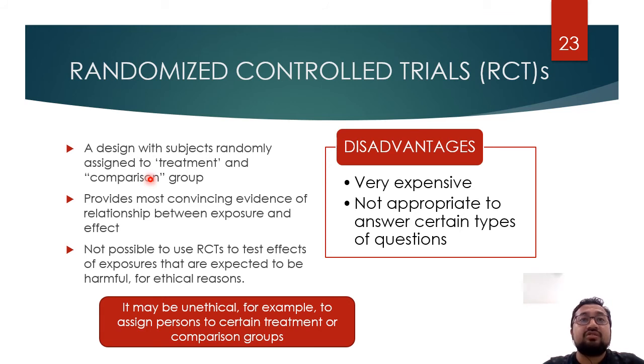and comparison group. Okay, sana kita akan bagi kepada dua, treatment and comparison. Ini one of the true experimental study. Provide most convincing evidence of relationship between exposure and effect. Kita nak tengok exposure dan effect, causal and dia punya outcome dia, right? Not possible to use RCT or randomized control trial to test effects of exposure that are expected to be harmful for a particular reason. Selalunya, bila kita nak apply satu-satu efek tu, kita tak boleh jeopardize dia punya life ataupun subjek tu punya life lah.